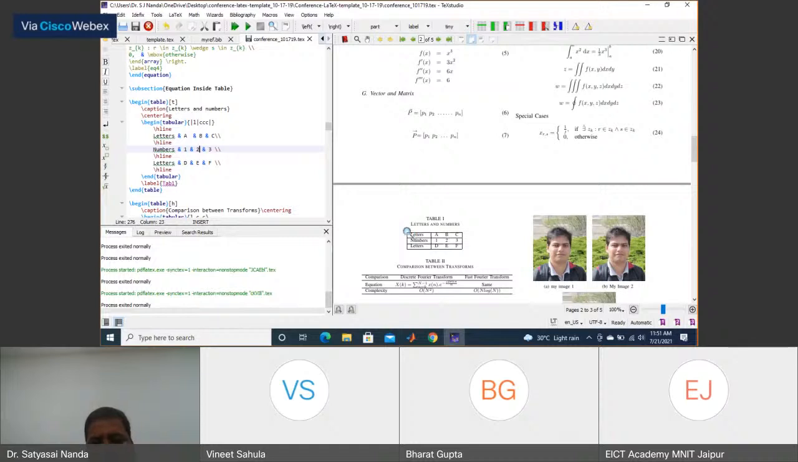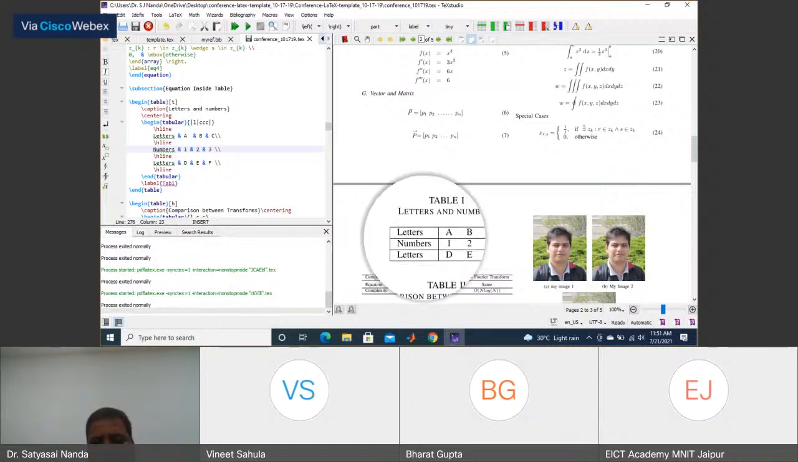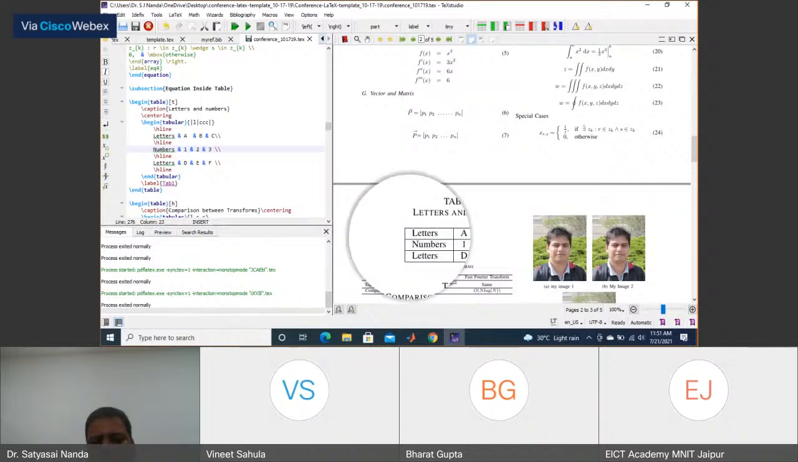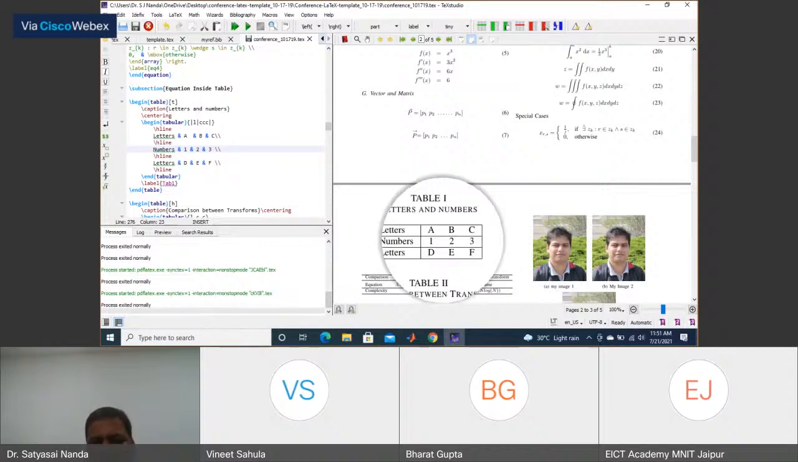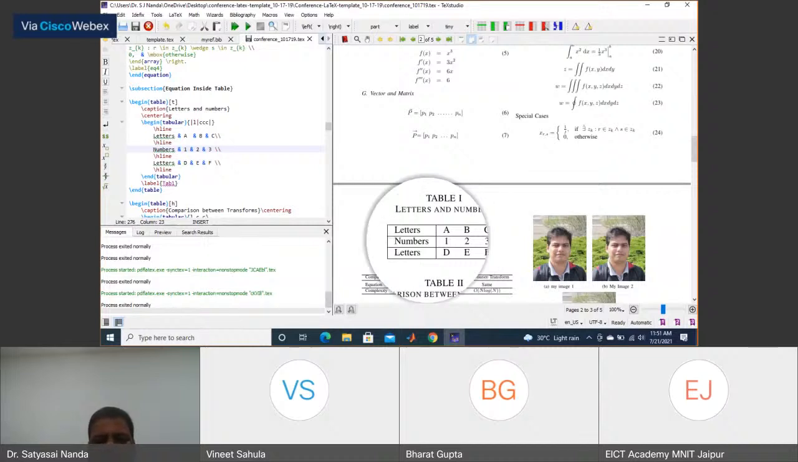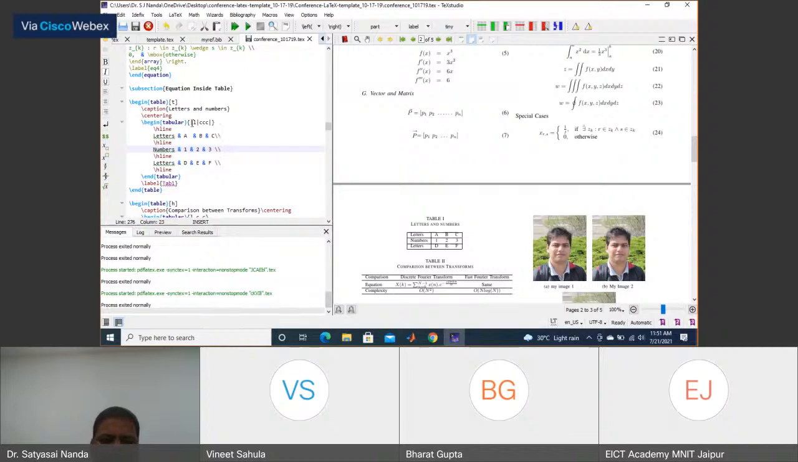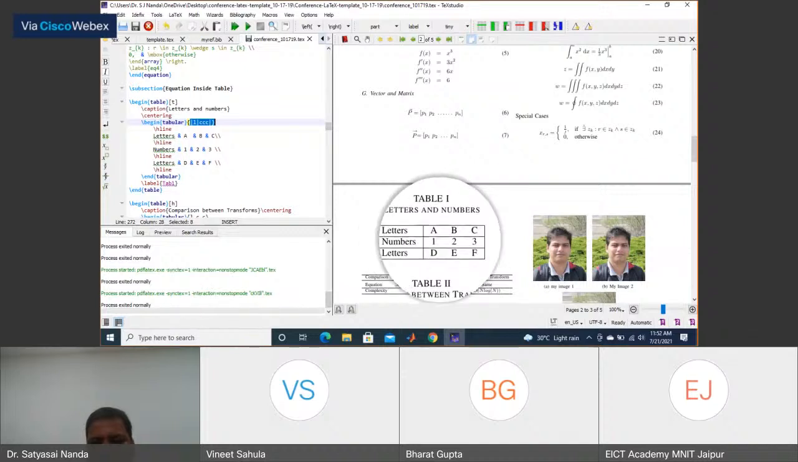And you can observe that here at the B, there are the columns which are demarcated: letters, numbers, letters. After that, one vertical line is there, and C3F. After then, there is a vertical line. So for these vertical lines, I have used them over here. Before the L, there is a vertical line. After the L, there is a vertical line. After the last C, there is a vertical line. So for that, this type of thing has been created.